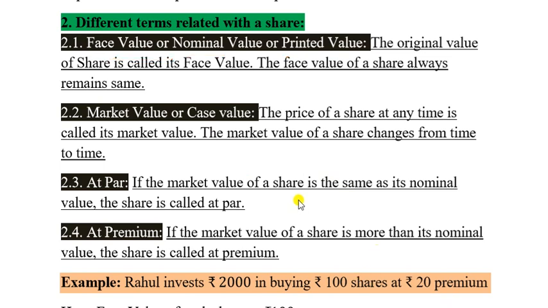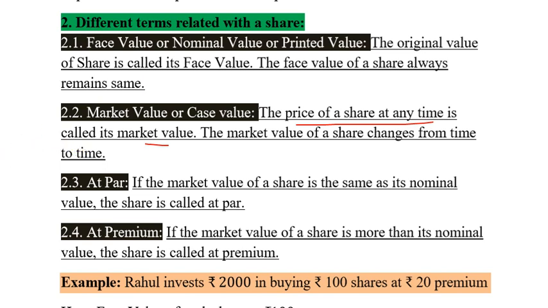Market value. What is market value? The price of a share at any time is called market value. Suppose you are going to sell a share to a consumer or to any company, to any businessman, the cost price of that share is called market value. It can change, it depends on that company or industry or that businessman. So market value can change.